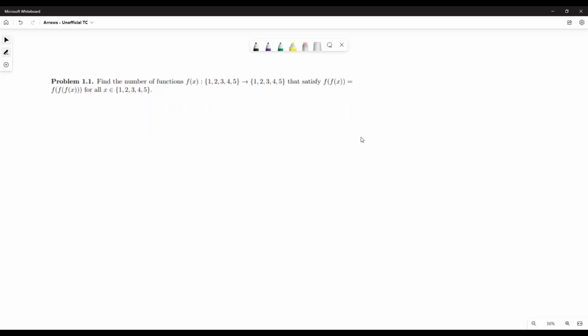So the first problem is a computational one. This has a bashy solution by casework, but the reason I put it in is because it has a beautiful solution using graph theory. Okay, so have people solved it?